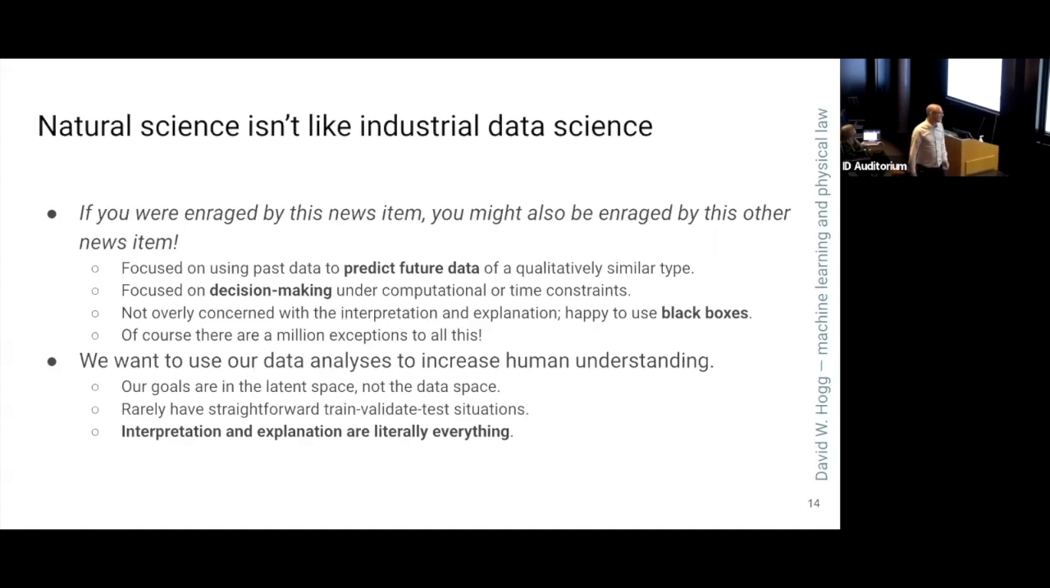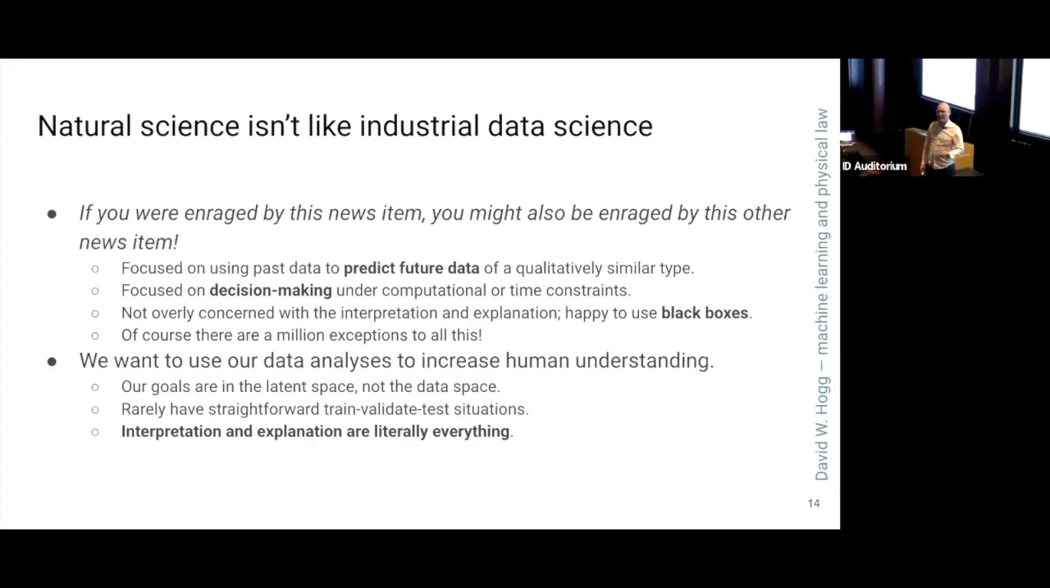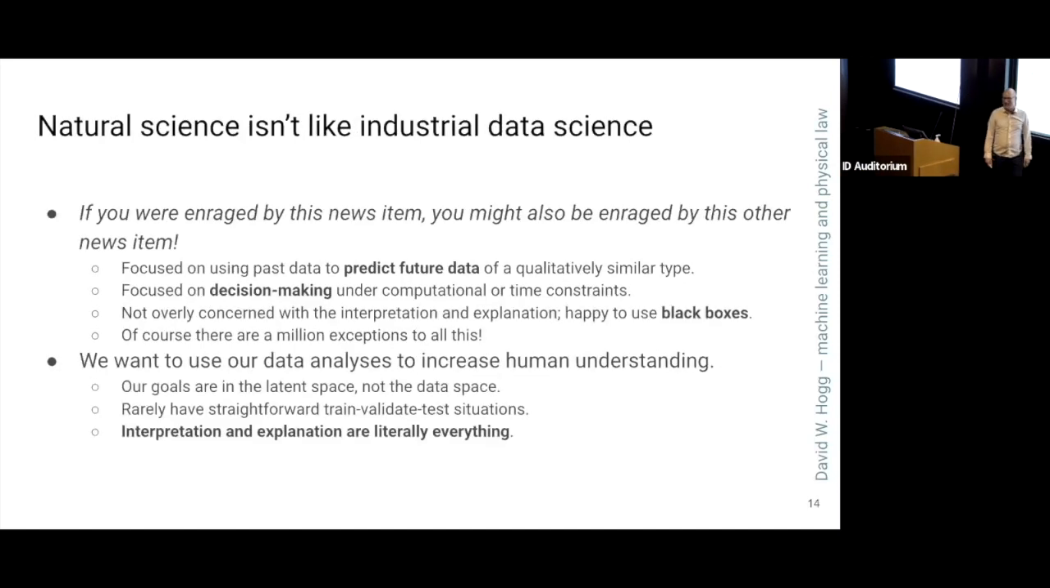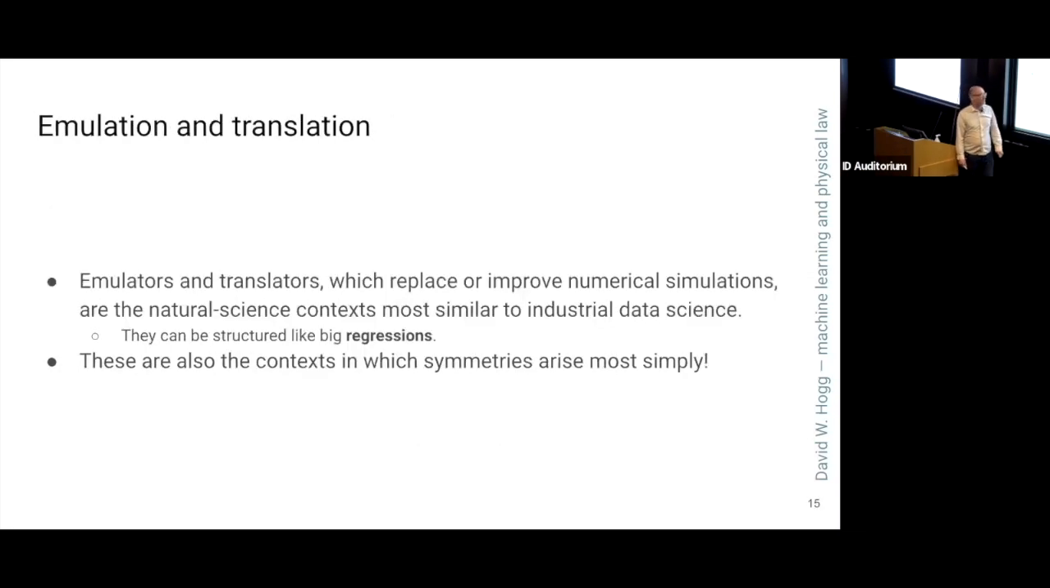We want human understanding, and that means a couple of things. One thing it means is that we care actually about the latent space. In machine learning, you always care about the data space, but in physics, you want to know the latent space. What are the initial conditions of the universe? What are the fundamental laws? We rarely have clean train, validate, and test situations, and we care about explanation, which a lot of machine learning explicitly rejects as a goal. That's not a joke, although it's fair to laugh. I mean, certainly in this context, Facebook doesn't make its money by understanding its machine learning methods.